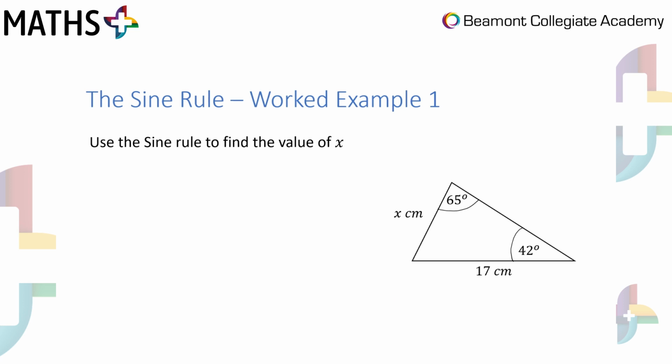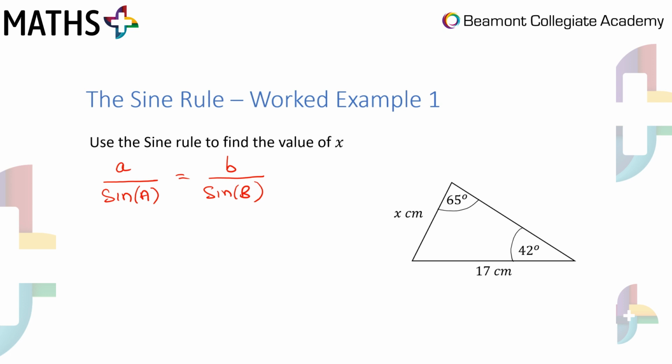Right, let's look at an example then. In this first case, we are going to use the sine rule to find a missing side. So I'm just going to start by writing down the sine rule. Within this question I've got two angles and a side. And importantly, the side that I'm given, this 17, is opposite the 65.